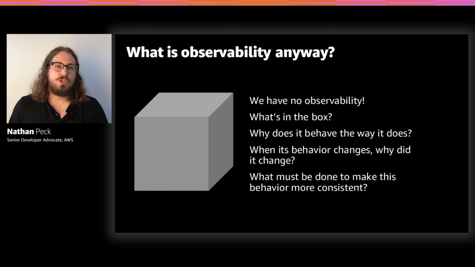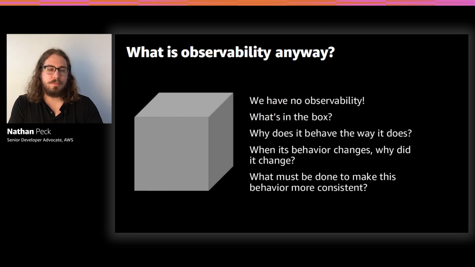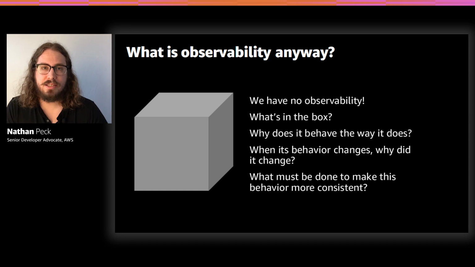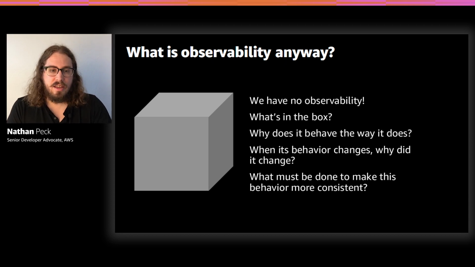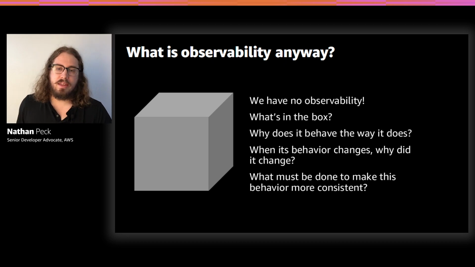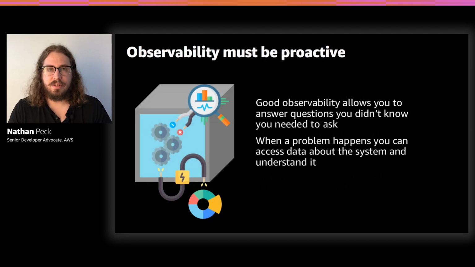Well, the problem was there was no observability. When it comes to that magical box, we don't know what's in the box. We don't know why it behaves the way it does. When its behavior changes, we don't know why it changed. And we don't know, most importantly, what needs to be done in order to make that behavior more consistent. So observability is the solution to these problems. And the one key thing I want you to get out of this session is this statement: good observability allows you to answer questions you didn't know you needed to ask.